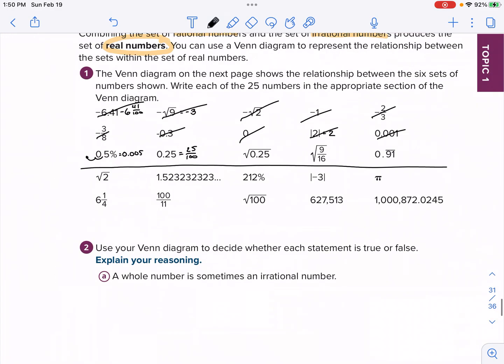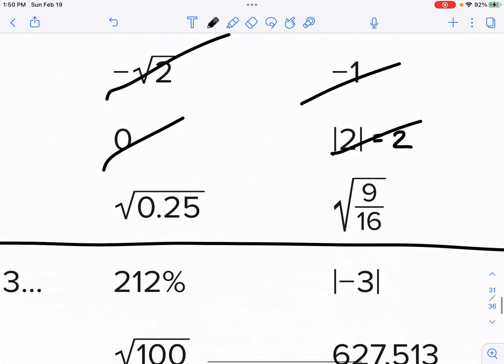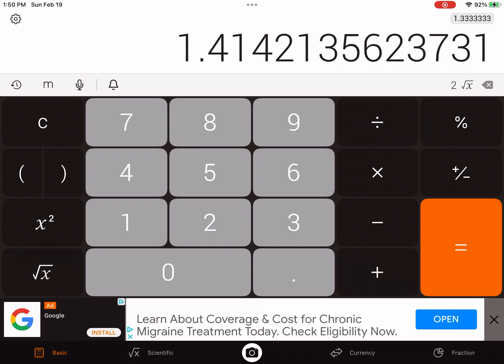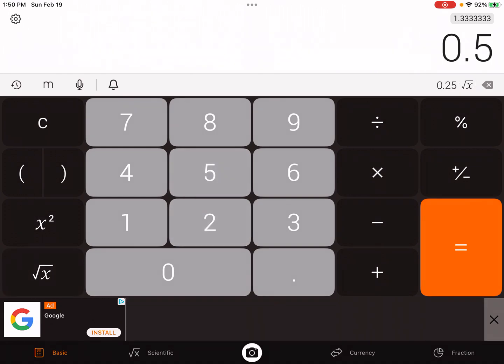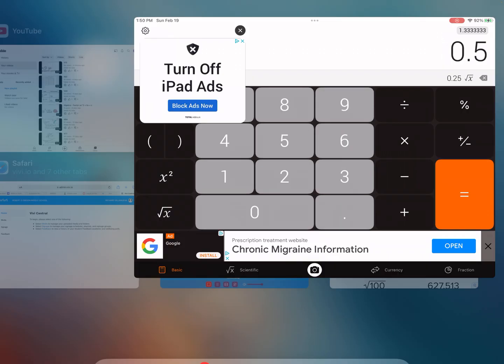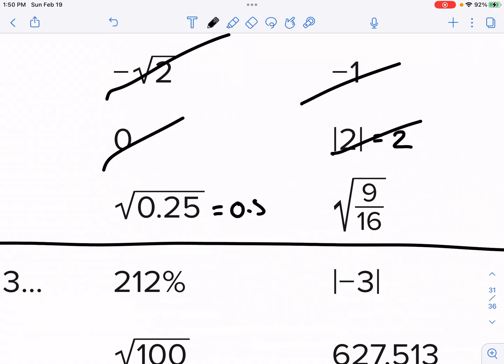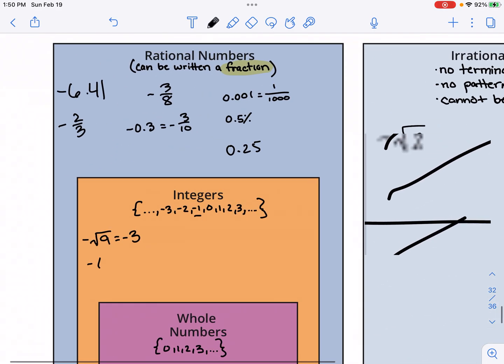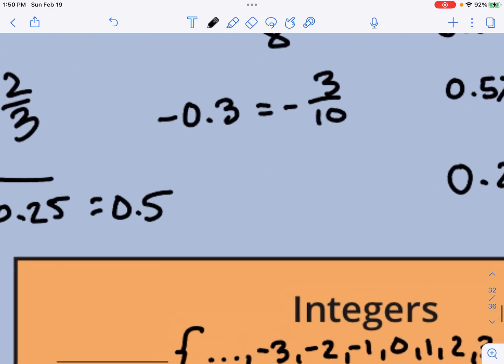All right, let's finish up this right here. Then we can plug this into our calculator for the radical. Square root of 25/100ths. So first, let's put 0.25. This simplifies to be 0.5. And we know that 0.5 is a terminating decimal, so that is rational. So we're going to put square root of 0.25 because that's equal to 0.5. That's rational because I can write that as 5/10.